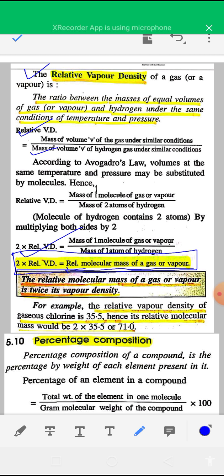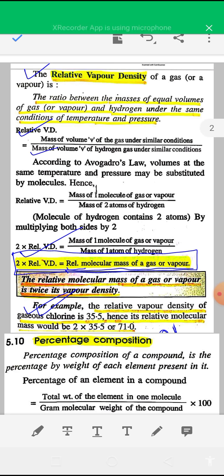For example, the relative vapor density of chlorine gas. The atomic mass of chlorine is 35.5, and chlorine gas means Cl2. So its molecular mass is 35.5 into 2, that is 71. So the molecular mass of chlorine gas will be 71 and its vapor density will be 71 divided by 2, that is 35.5, because relative molecular mass is equal to 2 into vapor density. Very simple calculation.